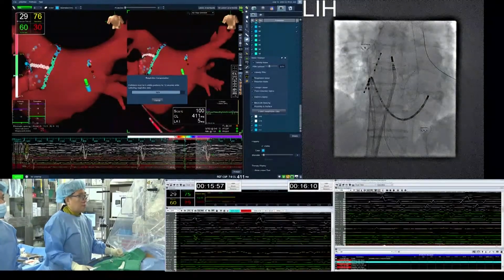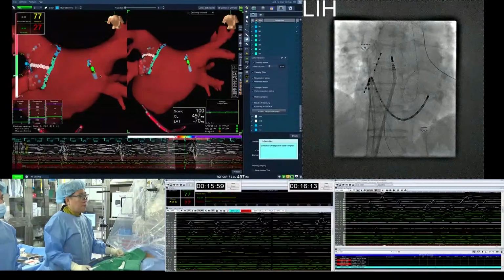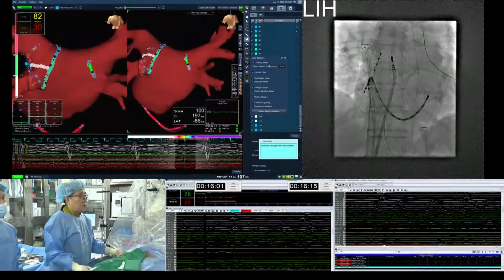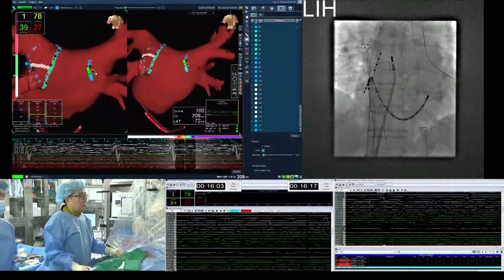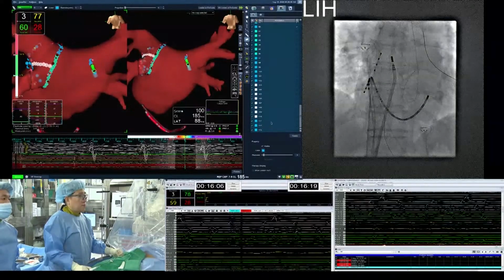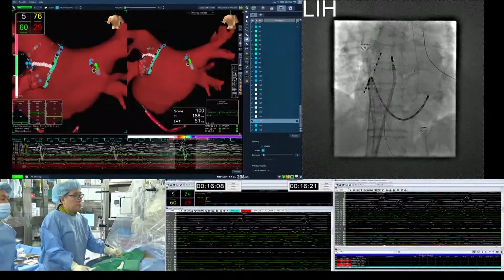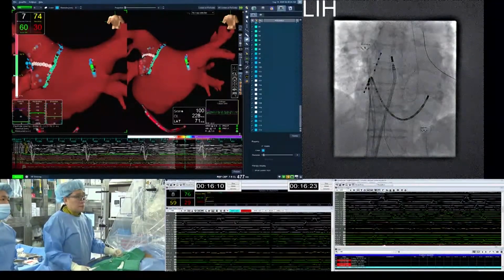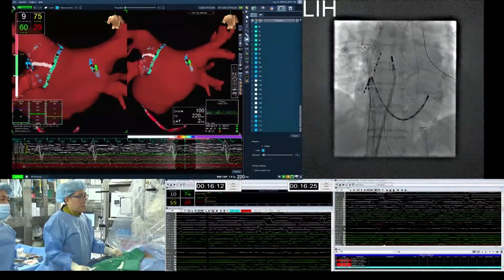Also, this area contacts the posterior wall, the posterior mediastinum, and patients complain of pain quite often. So please give enough time to ablate the right side, posterior side antrum.